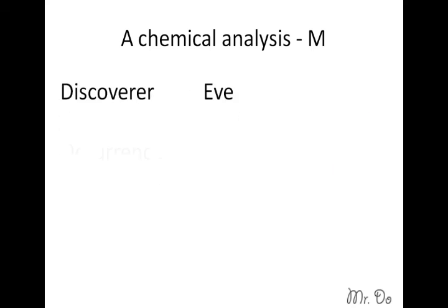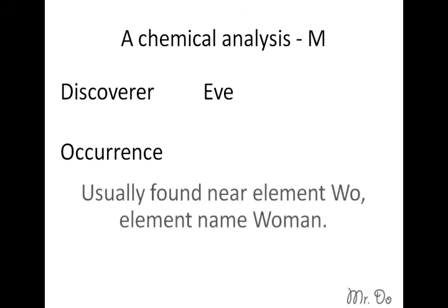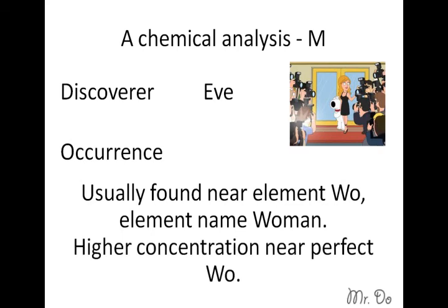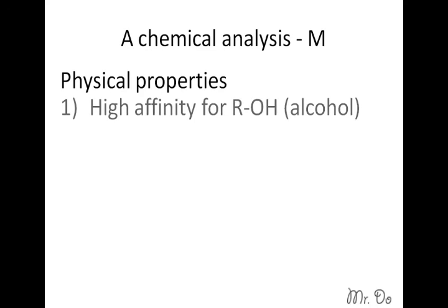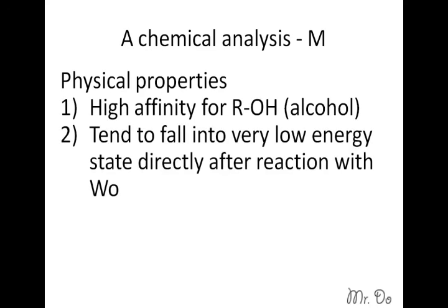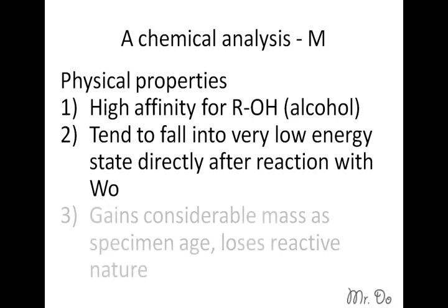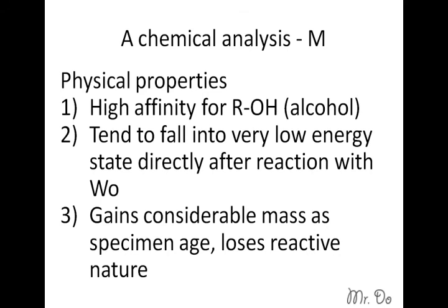Further analysis of element M revealed the discoverer was Eve. Occurrence: usually found near element WO, also known as woman, and it's found in higher concentration near perfect WO. The physical properties are as follows. It has high affinity for the group ROH, which is alcohol, tends to fall into a very low energy state directly after reaction with WO. Gains considerable mass as specimen ages, loses reactive nature.